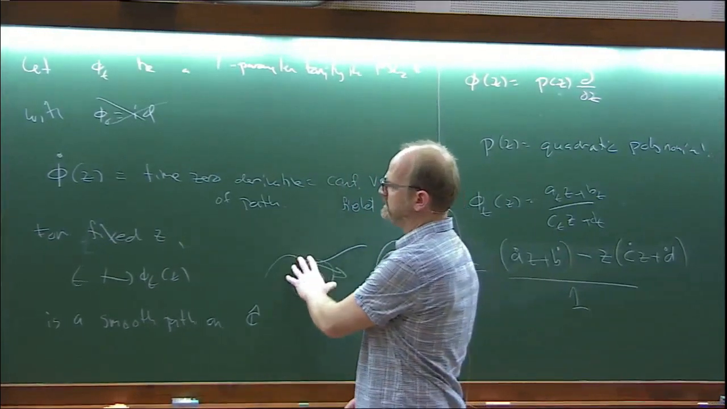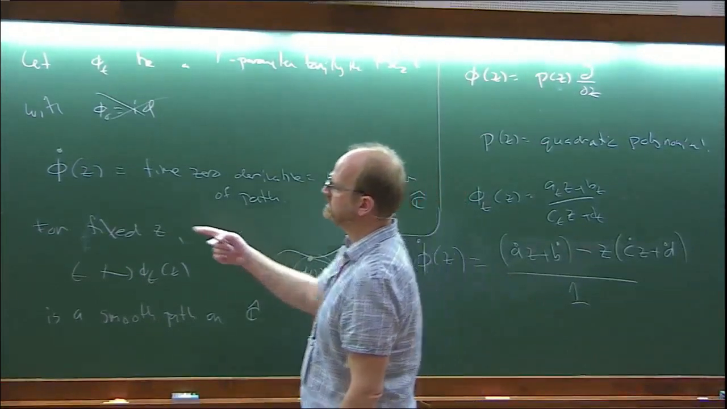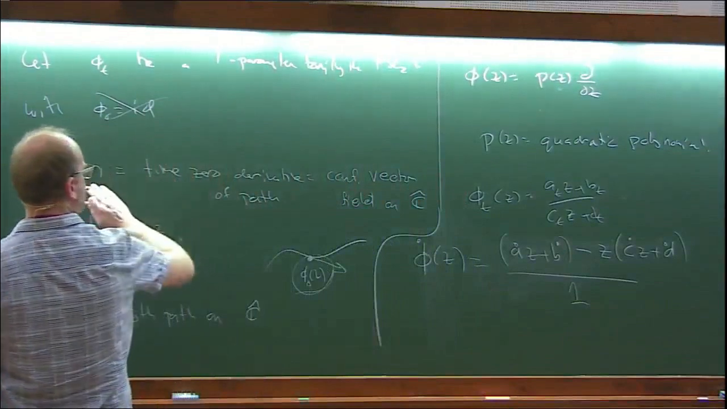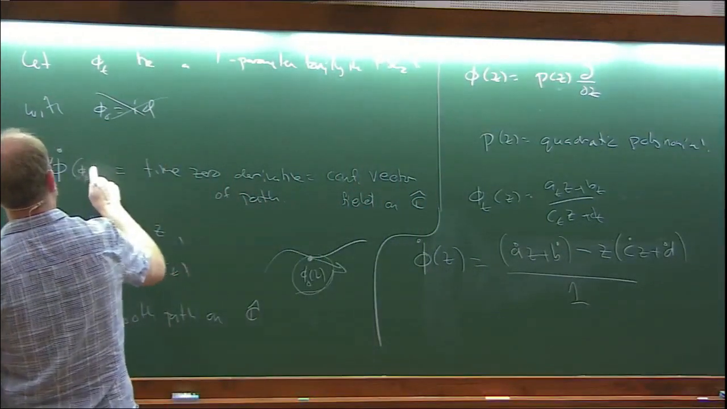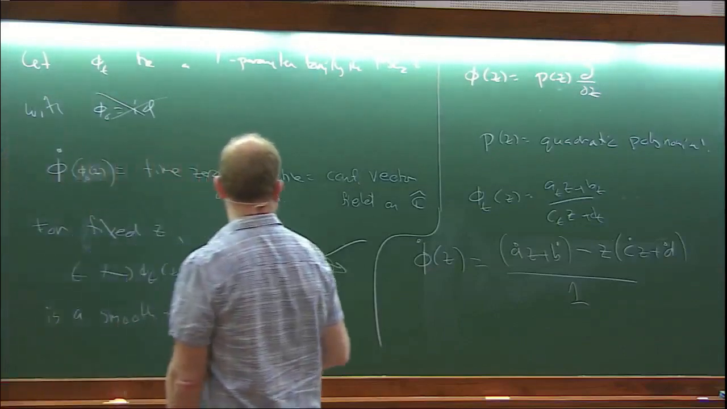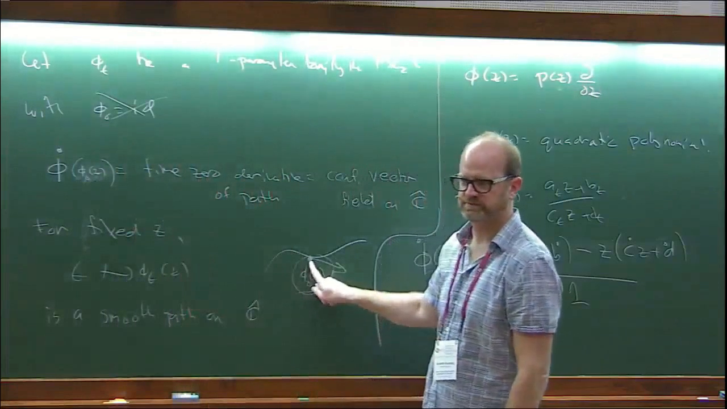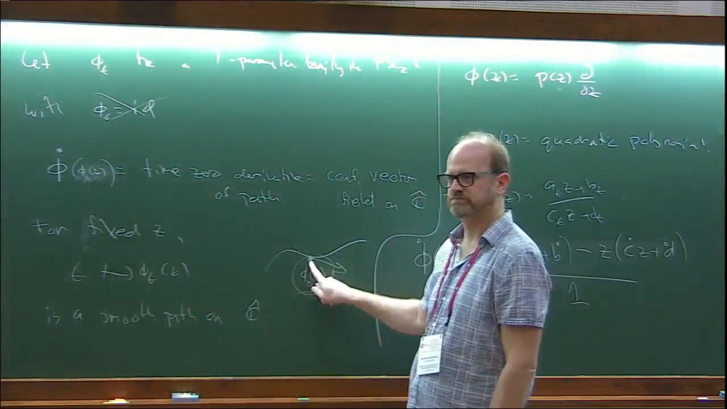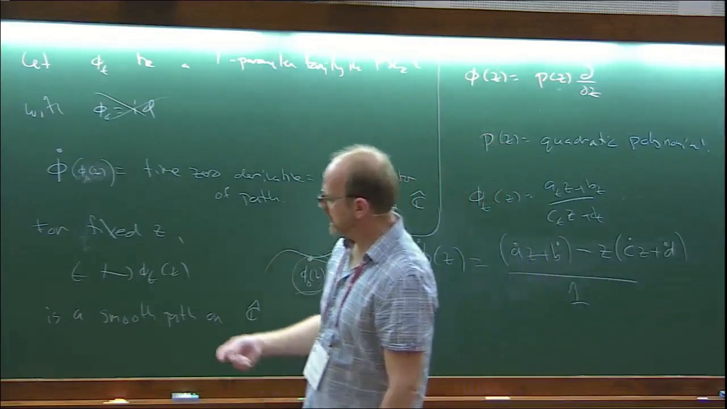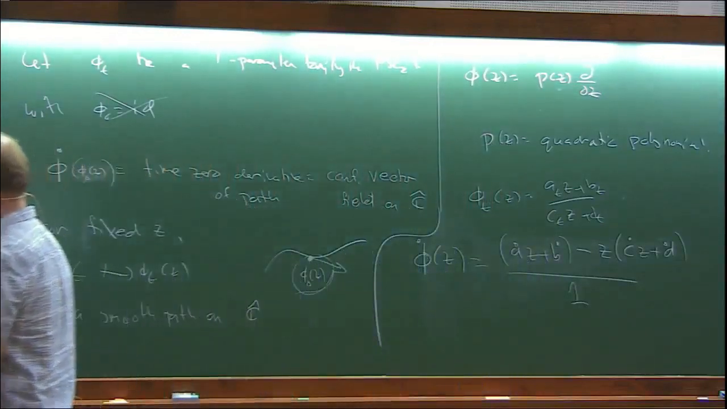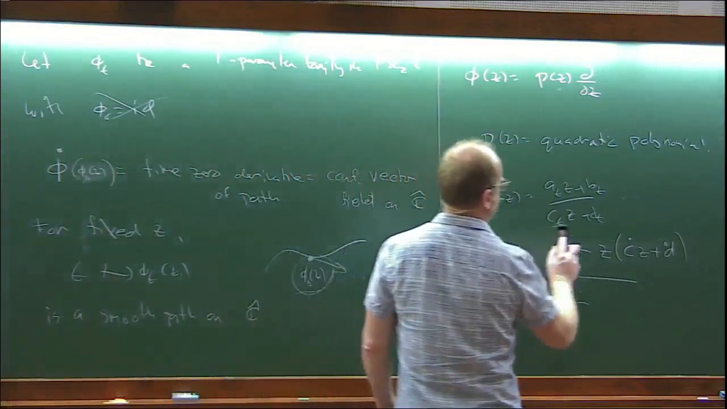Okay, so this equation defines a vector field, but the base point of the vector is not at z, it's at phi naught of z. Now, how can we get around this? Well, I'm not going to change the vector field itself.